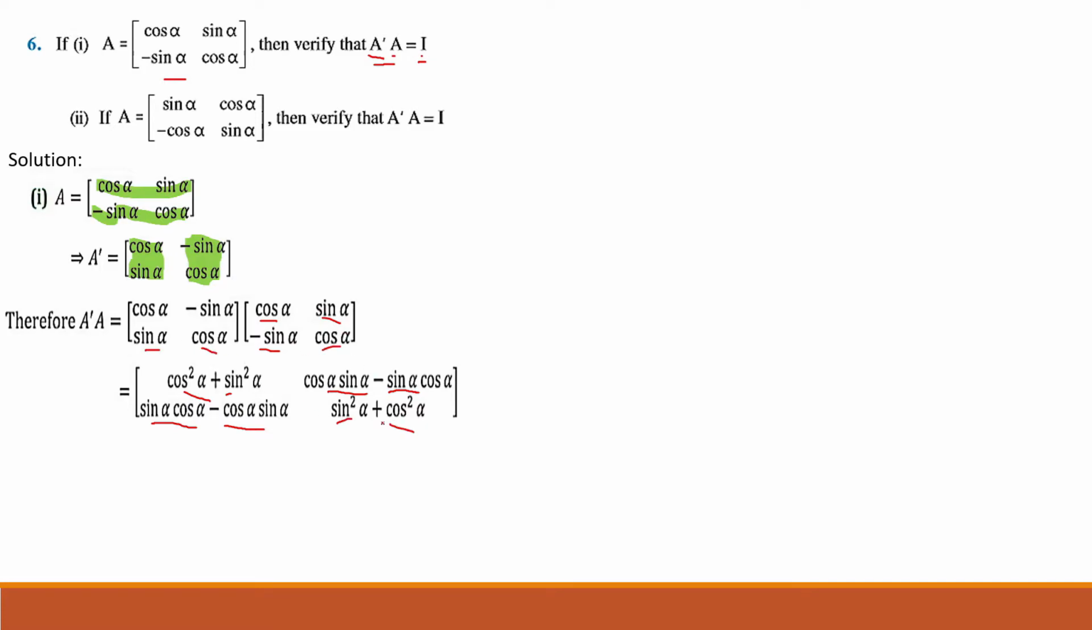So we know that sin square alpha plus cos square alpha is 1, and here cos alpha sin alpha minus cos alpha sin alpha, in both elements these cancel out. So this matrix becomes 1 0 0 1. This is nothing but the identity matrix. So hence it is verified that A dash into A is nothing but an identity matrix.